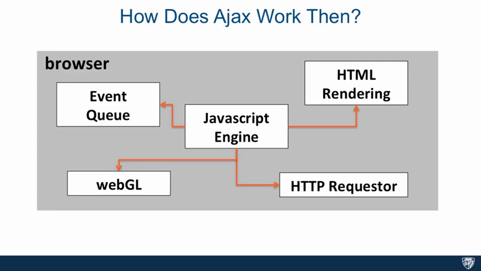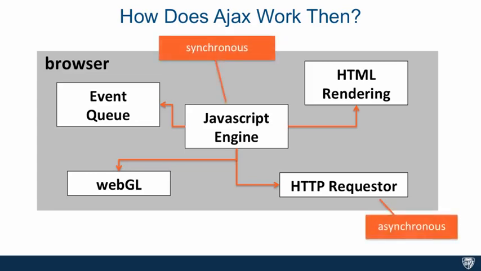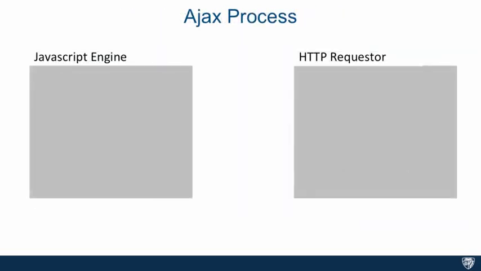And that component is responsible for making HTTP requests. And while the JavaScript engine itself is synchronous, the HTTP requester is certainly not. The HTTP requester is asynchronous. So armed with this knowledge, let's take a look at the Ajax process. So we have the JavaScript engine and we have this HTTP requester component. And the JavaScript engine is going to have some JavaScript line of code being executed, then another JavaScript line of code being executed, and then finally it comes to a JavaScript line that executes an Ajax request.